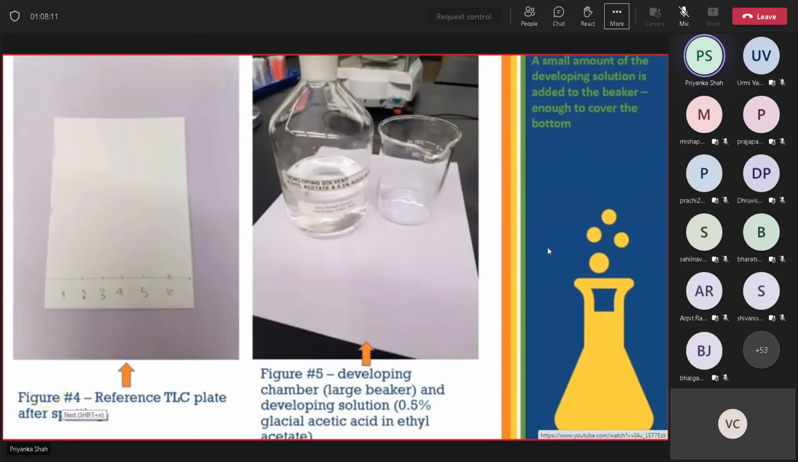Figure 4 shows the reference TLC plate after it has been spotted. Figure 5 shows the developing chamber and developing solutions that were used. The developing chamber was just a large beaker, and the developing solution is 0.5% glacial acetic acid in ethyl acetate. The developing solution was poured into the developing chamber, so only about half a centimeter deep was used.